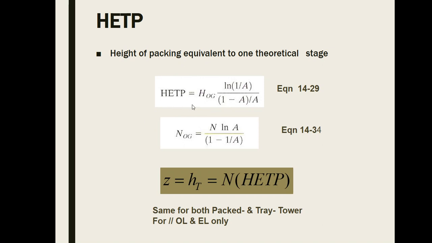So HETP will need the NUG, because in the formula you have the NUG and the gas absorption factor found on the handbook on this equation. The NUG here is equal to N ln A over 1 minus 1 over A, and this is equation 14-34 also in your handbook. The Z here, using the HETP process, is HETP times the theoretical number of stages. The theoretical number of stages uses Kremser's equation. The HETP uses this formula that you have here.